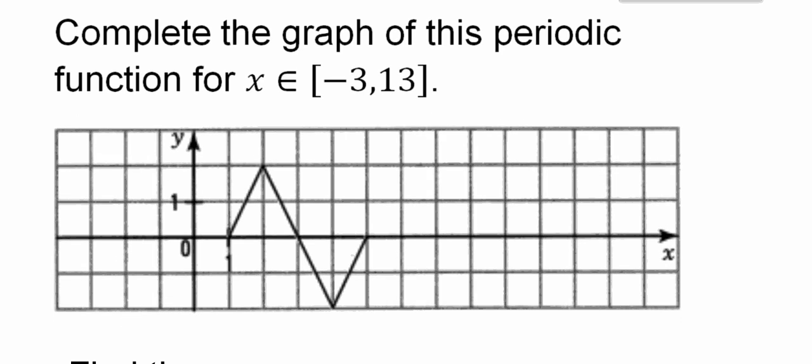For example, if you look at the graph of this periodic function, you can see that they want you to graph for x when x belongs to -3 to 13. So if you have 0, -1 would be here, -2 and -3. So I have to graph from -3 to 13. So 1, 2, 3, 4, 5, 6, 7, 8, 9, 10, 11, 12, 13 would be here.